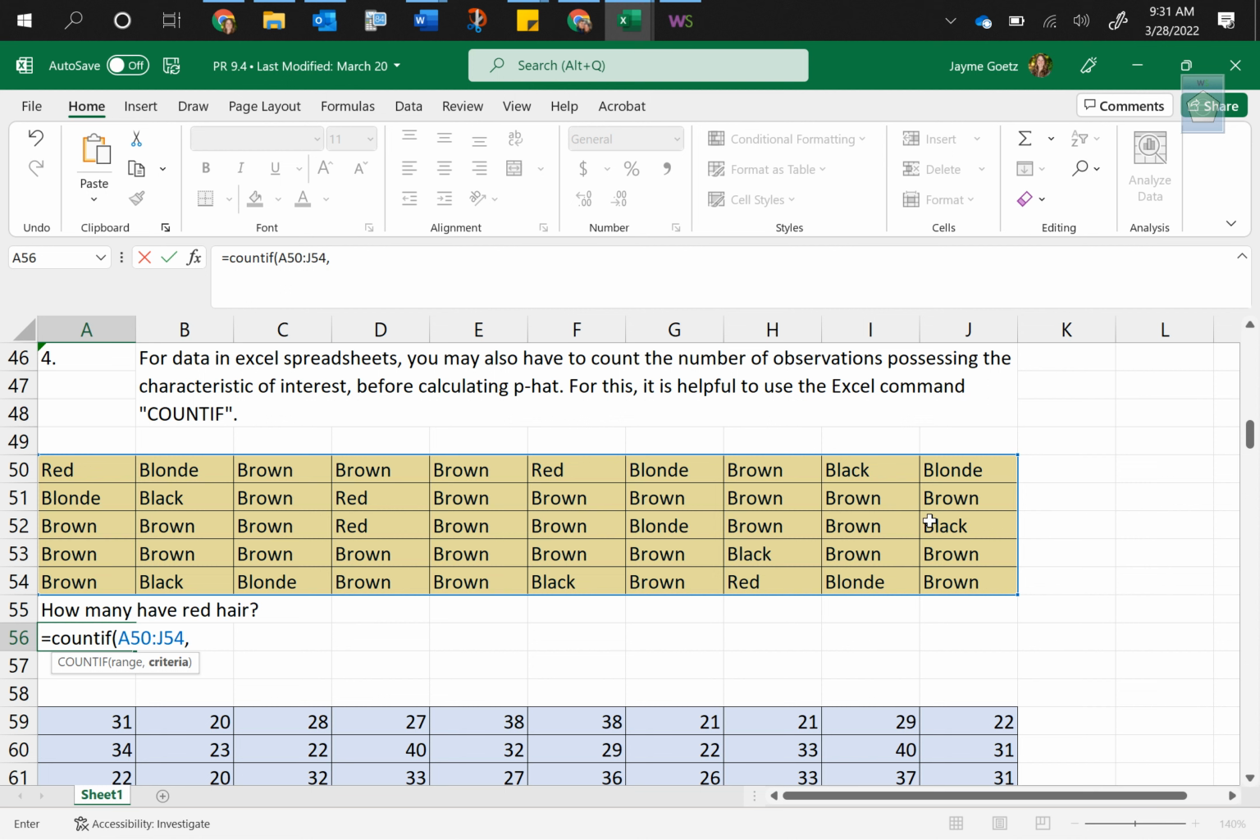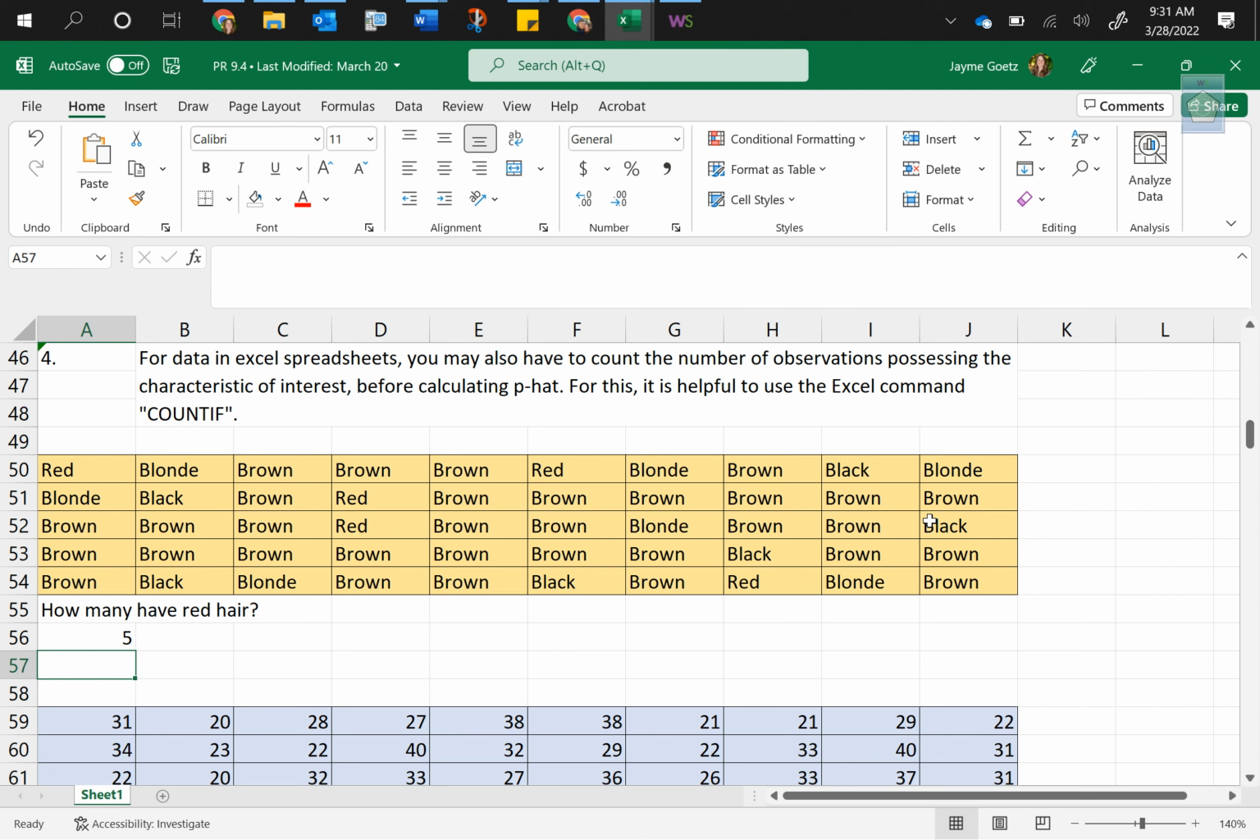Now the criteria that you want them to look for, you have to be specific. So we're going to put it into quotations, and we're going to put the word red. Okay, it can be capital, it doesn't have to be capital, it'll count it either way, and then you'll close your parenthesis. So we're saying, in this range, count it if it says red. And that says we have 5 that have red hair. Does that make sense? Let's try it again.